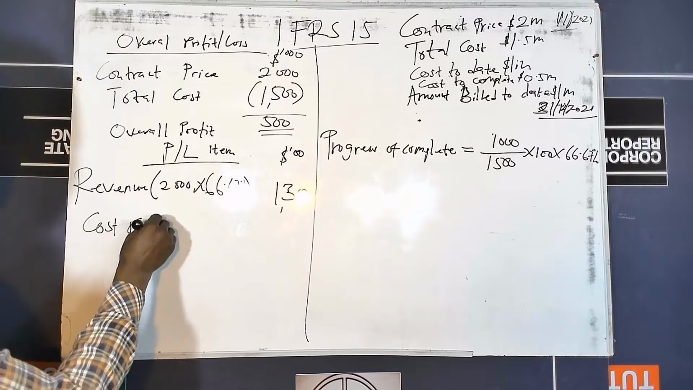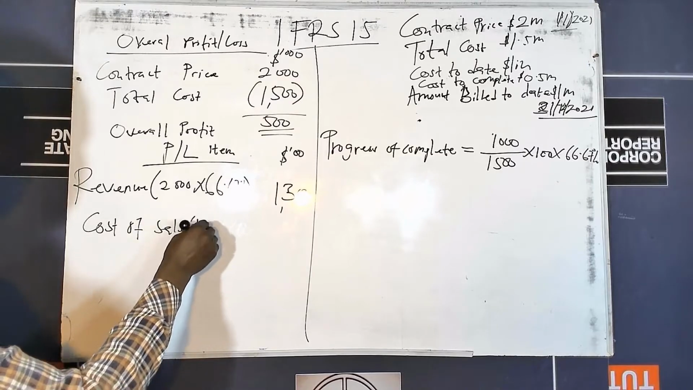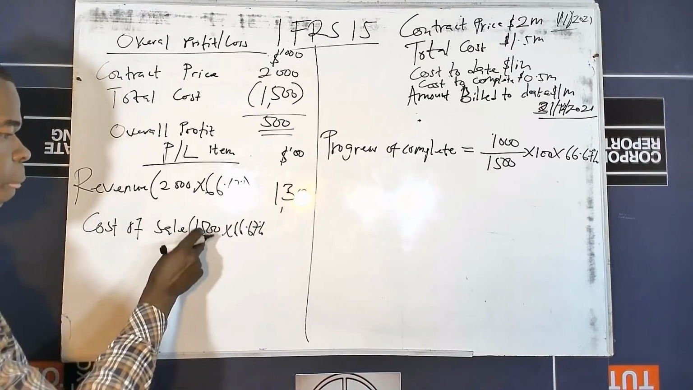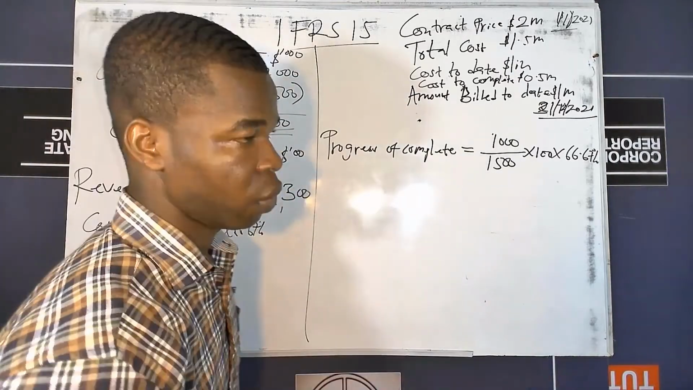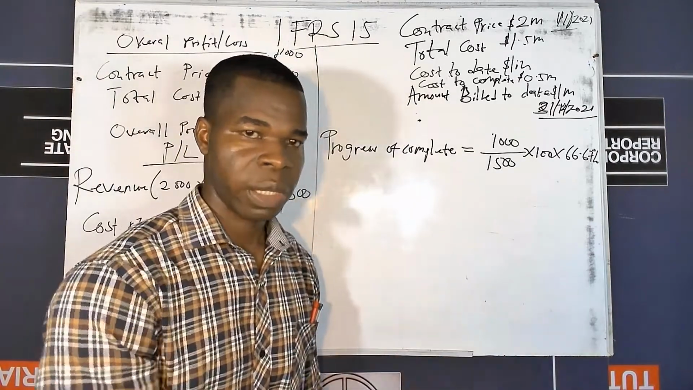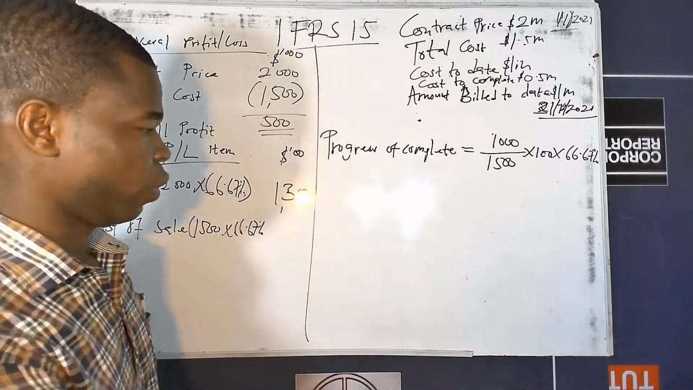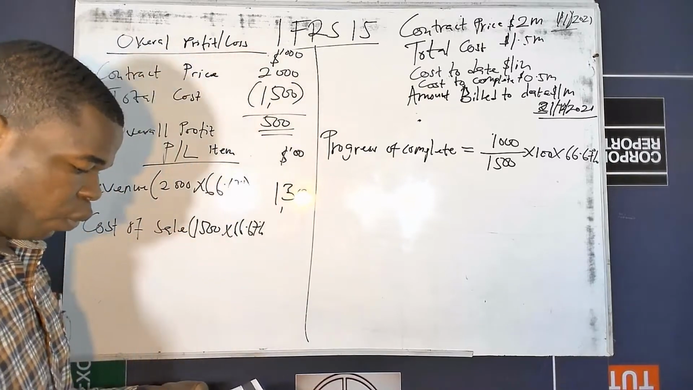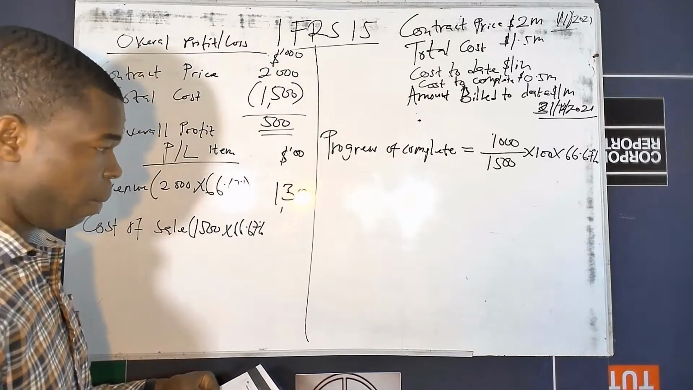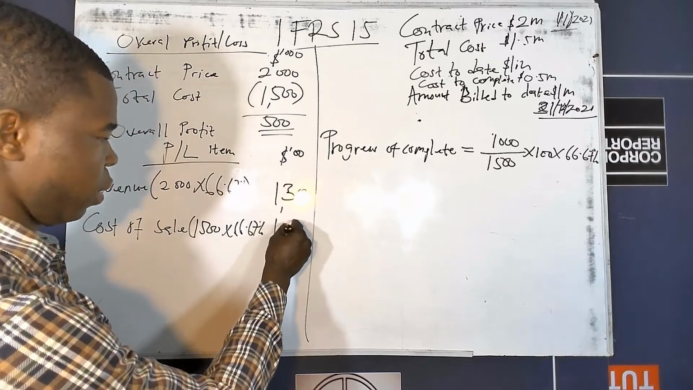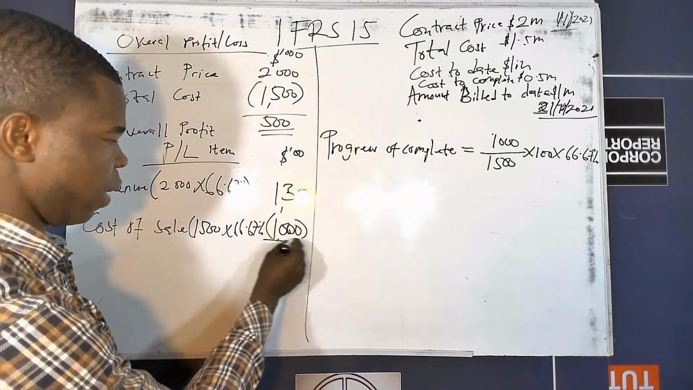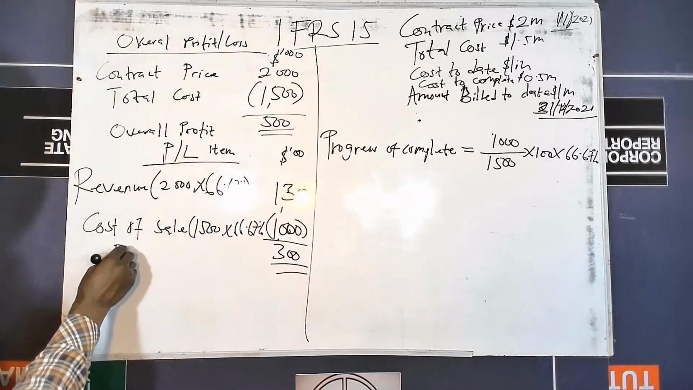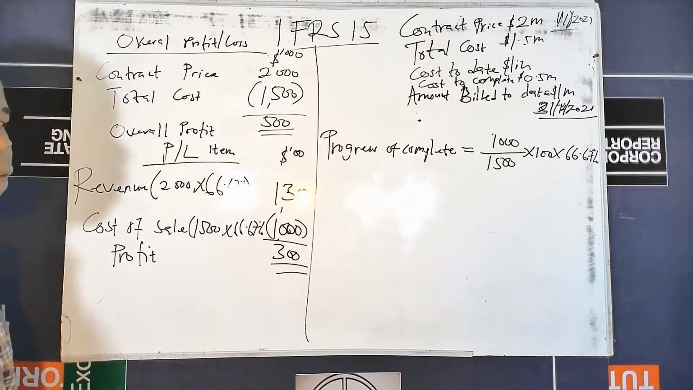Our cost of sale is basically going to be the 1,500 multiplied by the 66.67%. Remember that the 1,500 is the total cost. So it's either you do the cost to date and cost to complete, or you take the total cost. It's the same thing. And if you do that appropriately in the question with 1,500, we are going to get an amount of 1,000. So if you do that properly, you are going to get 1,000, and then our profit here is going to be our 300.